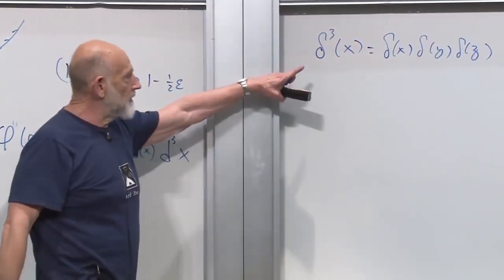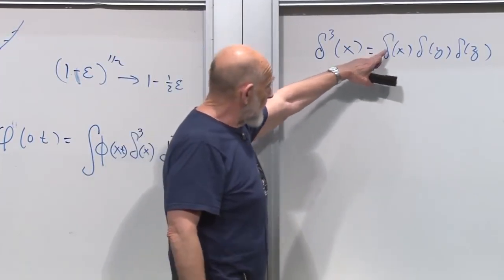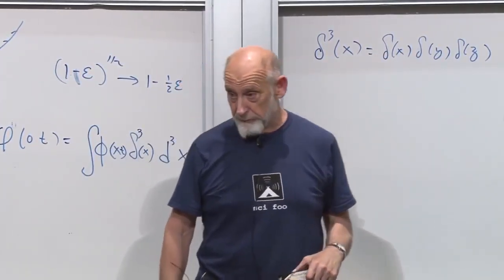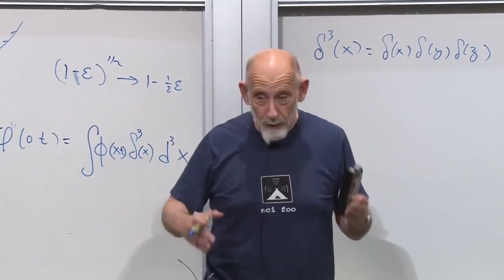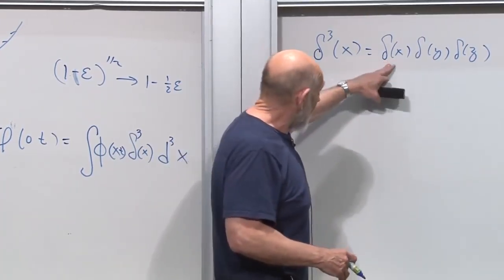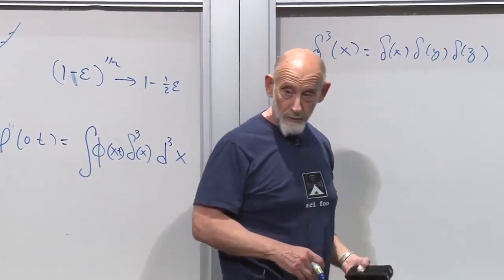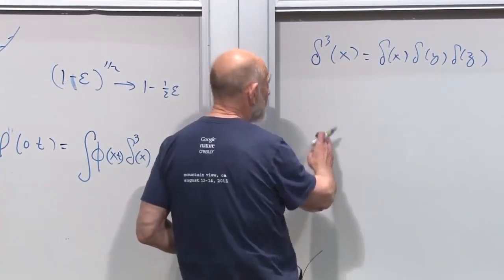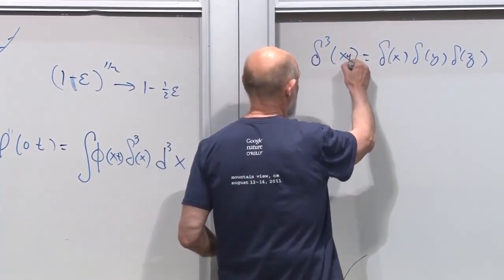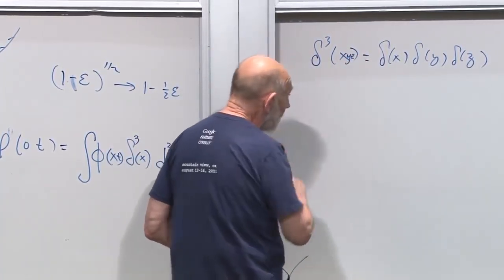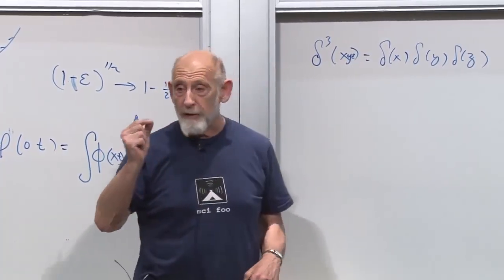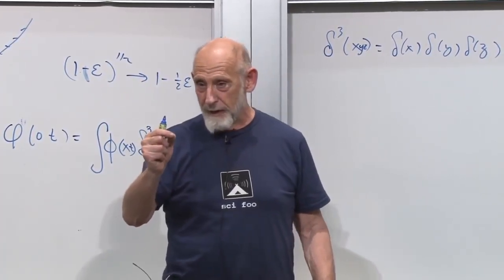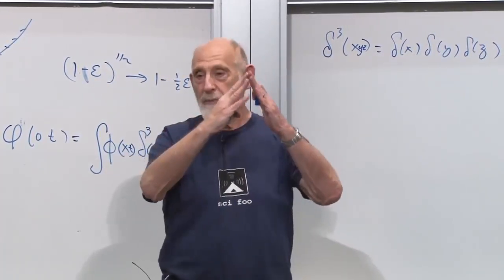Where is this function non-zero? It's non-zero when all three of these delta functions are non-zero. There's only one place where all three of them are non-zero. It's at x equals 0, y equals 0, and z equals 0. So what is it? It's a function of three coordinates, x, y, and z. It's a function of the three coordinates of space, but it only has a value at one point of space. And at that point of space, it's enormously big.